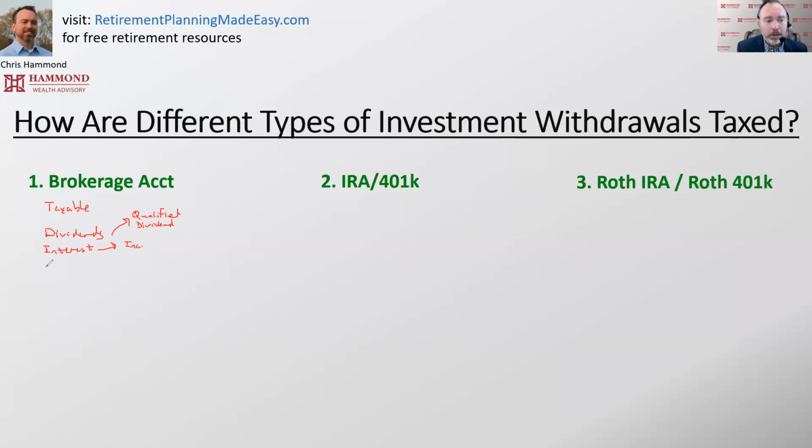You might also, in your brokerage account, have sold some stocks, for instance, and had a gain on it. Say you bought a stock at 50, you sold it at 75, and you had a $25 capital gain.